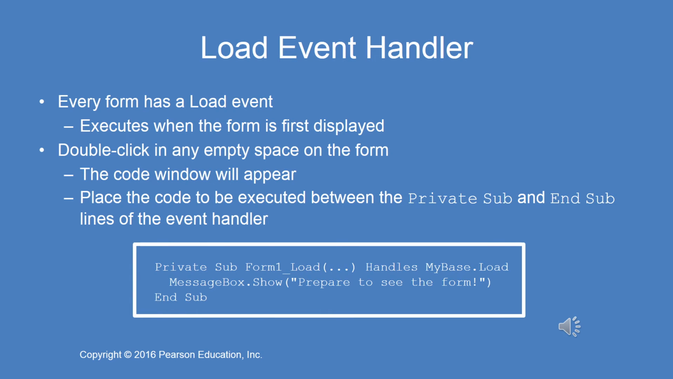If you recall, when you're in design view, if you want to see the code associated with any of the controls, you double click on the control. Well, to see the load event handler, move to any empty space on the form. Remember, you're still on the form, and double click, and you'll see the load event handler.